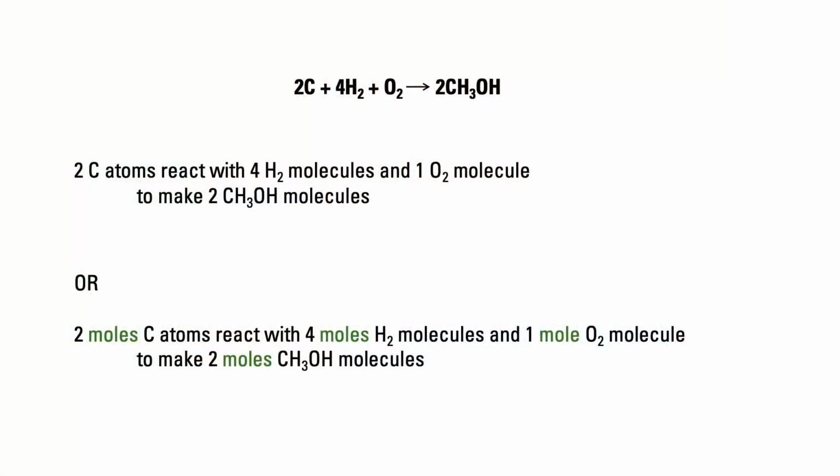This idea of the mole then is going to help us with our balanced chemical equations. Because up till now, when we've talked about 2 carbon atoms reacting with 4 hydrogen molecules and 1 oxygen molecule to make 2 methanol molecules, we can also talk about that in terms of moles, right? We could say 2 moles of carbon atoms reacts with 4 moles of hydrogen molecules and 1 mole of oxygen molecules to make 2 moles of methanol molecules. Right?